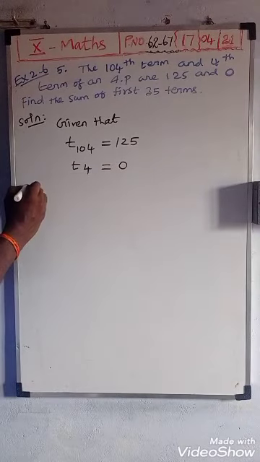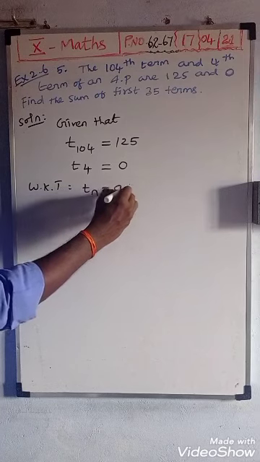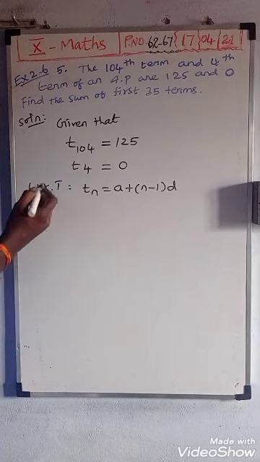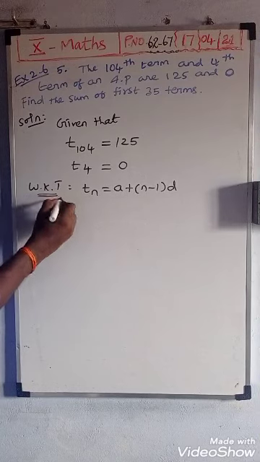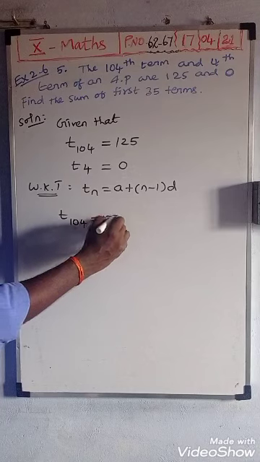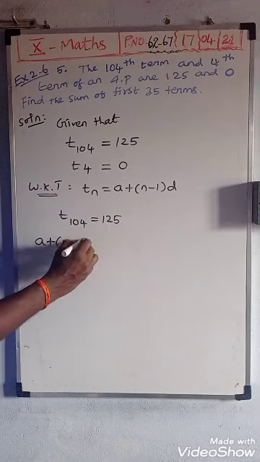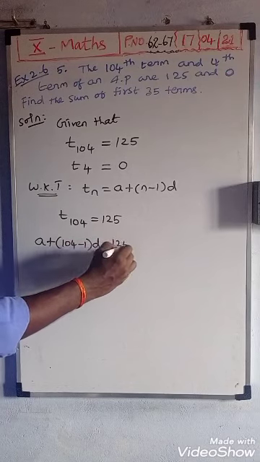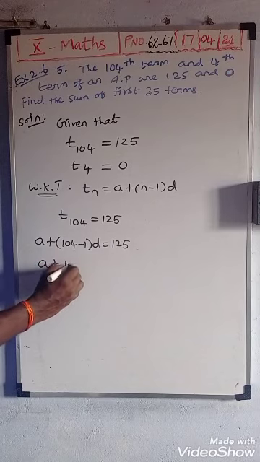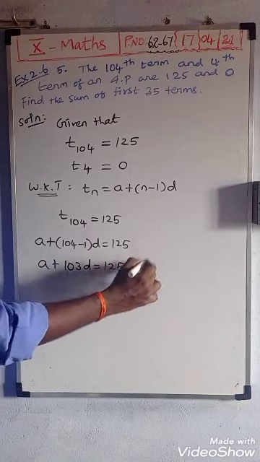It is given. So we know the Tn formula: Tn is equal to A plus (n minus 1) into d. It is an AP, arithmetic progression, Tn formula we know. Now use this result, T104 is equal to 125. A plus (104 minus 1) into d is equal to 125. Left hand side use the Tn formula. Now A plus 103d is equal to 125. So consider this equation 1.